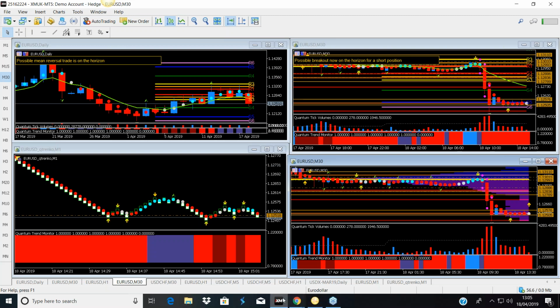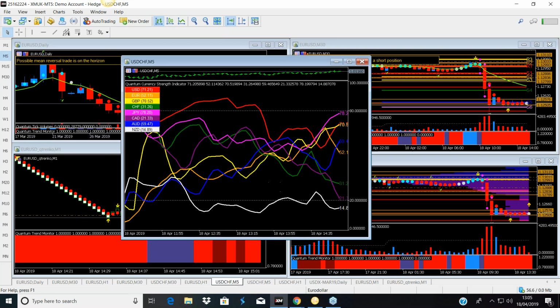Now, what's interesting is if we pull up the CSI here, when I said earlier that the CSI is there, it's to filter potential trades. It tells us what's being bought, what's being sold, and do you have strong divergence?